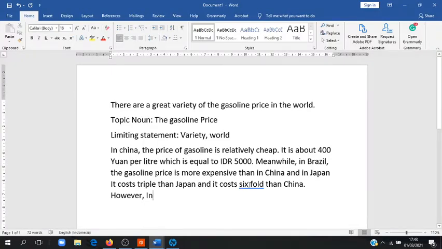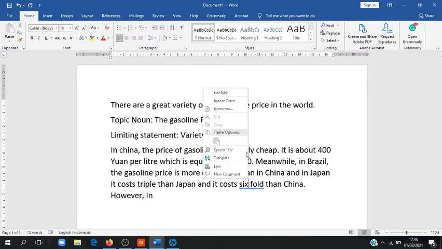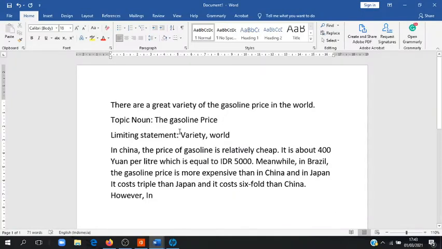Apa yang salah di sini kok biru? Anda cek. Oke, berarti harus ada dash. Indonesia has the cheapest price of gasoline in the world. So, see. Nah, setelah itu Anda hapus ini karena Anda sudah tahu, oke.